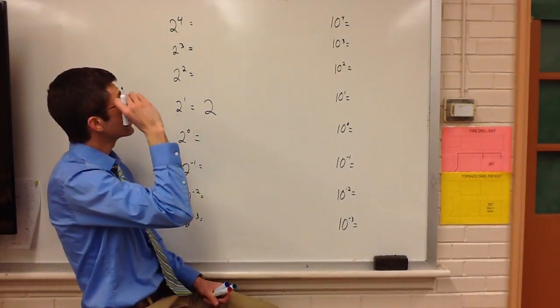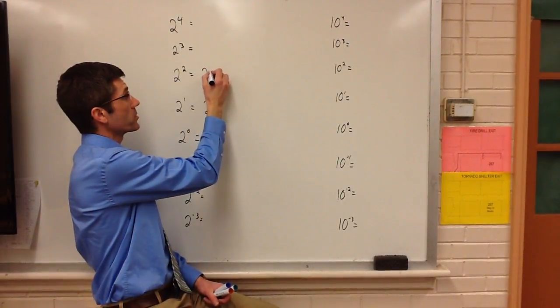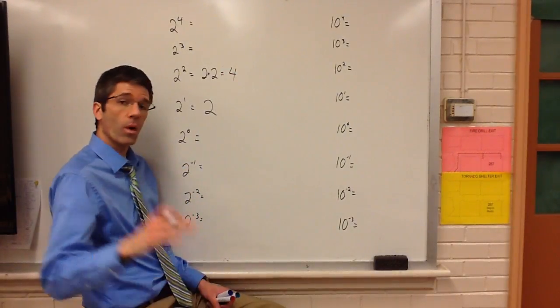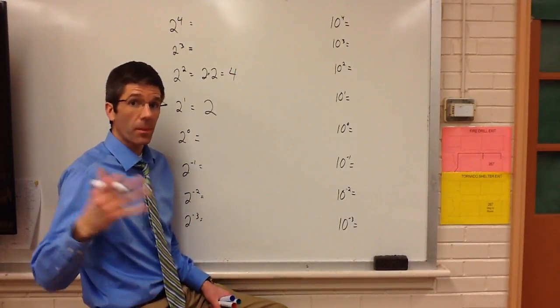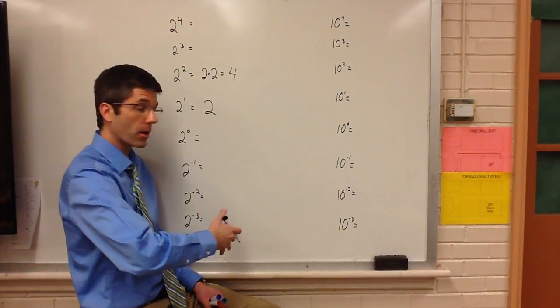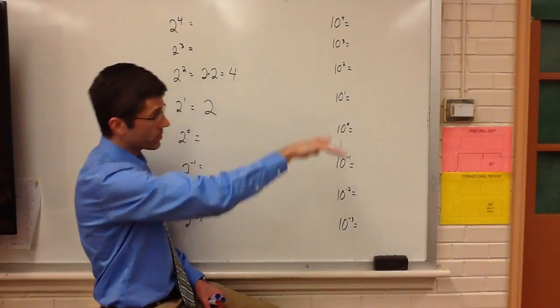I'm going to move up. 2 squared, that means I have a couple 2s, so 2 times 2, and that of course is 4. Nobody's lost yet. But what we're doing with this is determining a pattern that we'll be able to use in order to figure out what happens down here. And we're going to use the same thing over here. We're going to do the same thing.